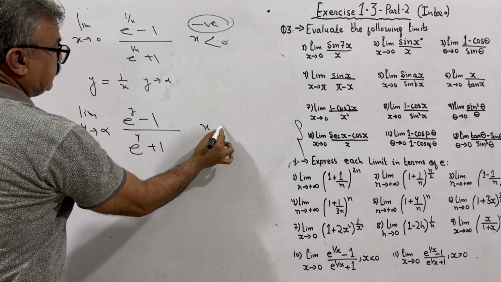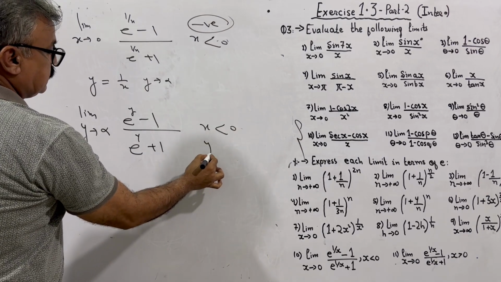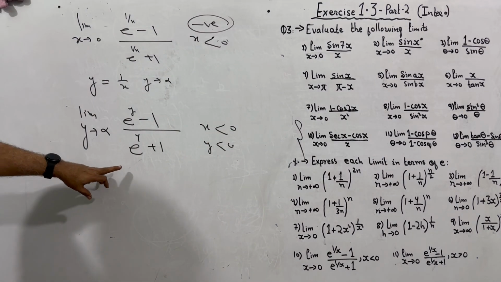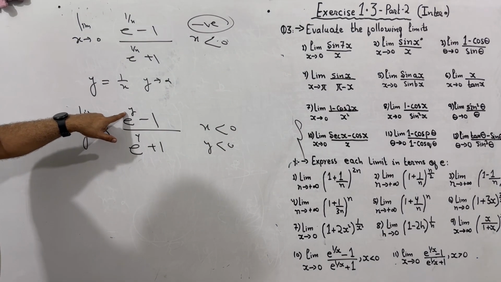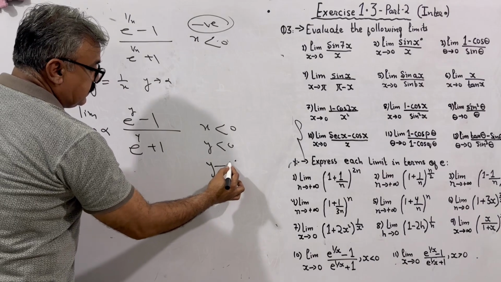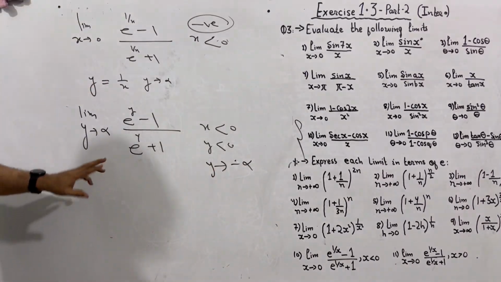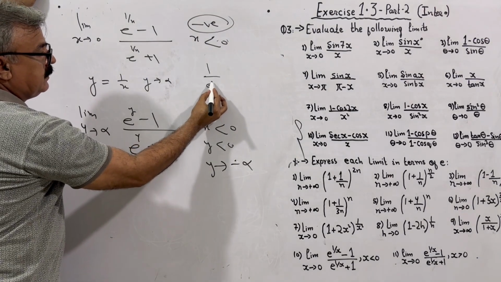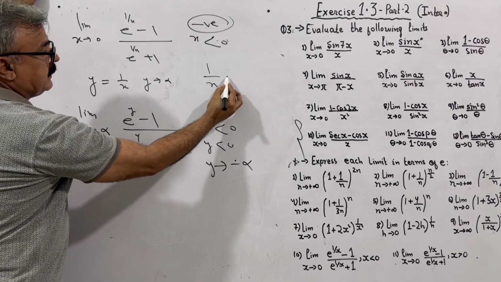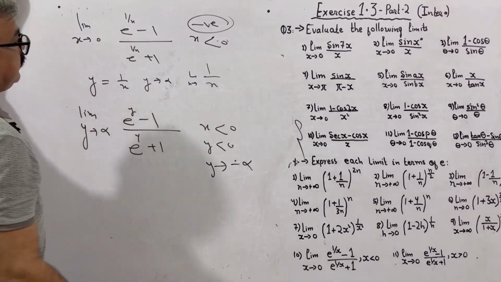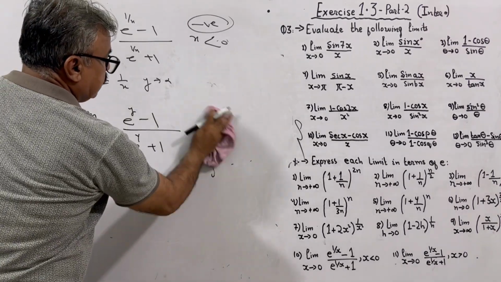Here it's mentioned that x is less than 0, so y is also less than 0. Y is negative. If it approaches towards negative infinity, how can we handle negative or positive infinity? We need it in the denominator, e raised to 1 over x. Let me write here to clarify the situation.